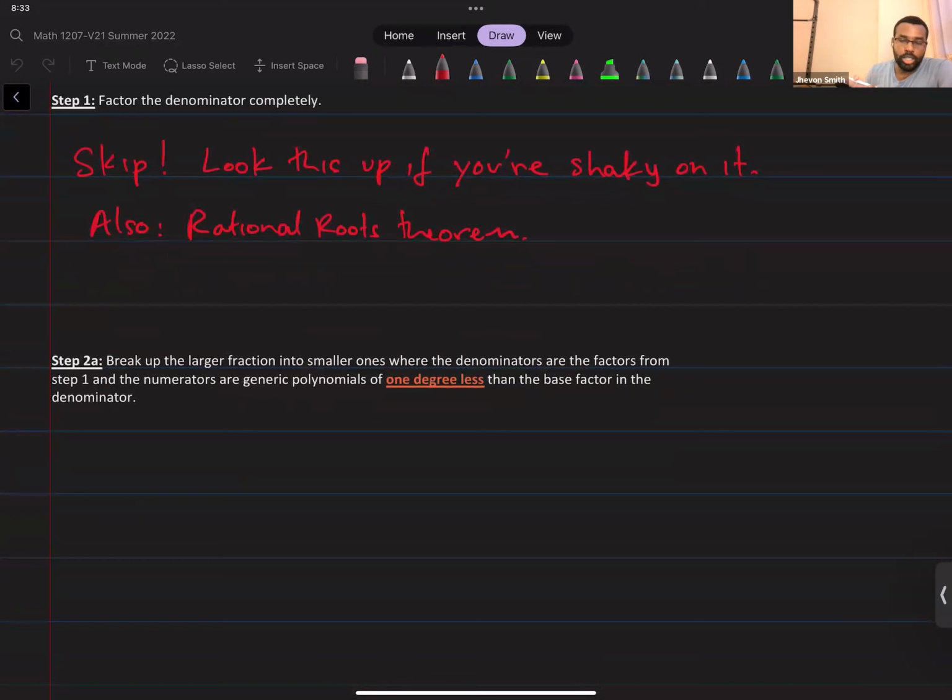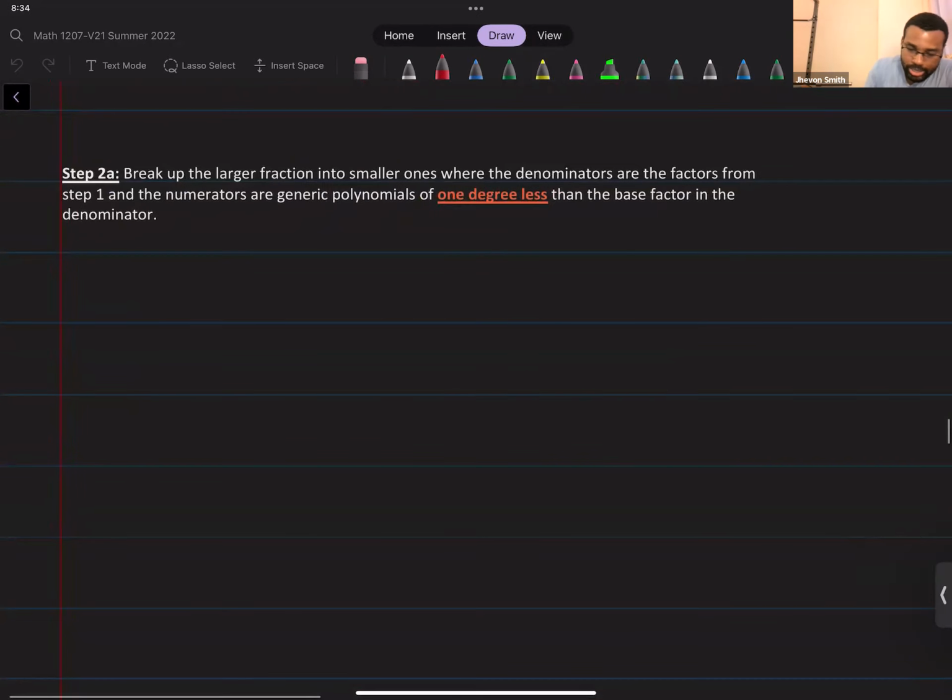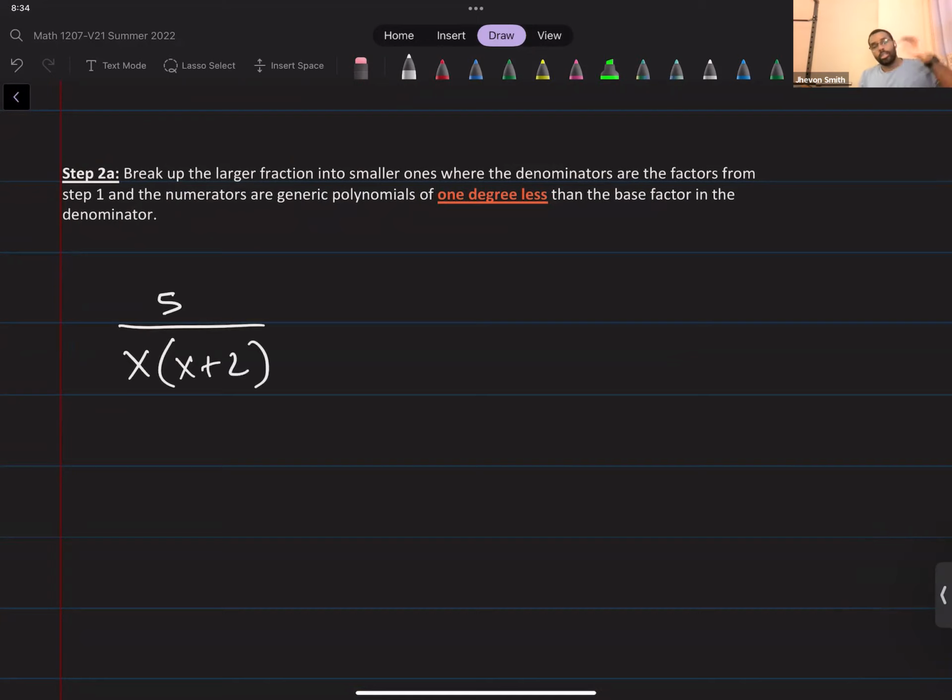So you're going to break up the larger fraction into smaller ones, where the denominators of the smaller fractions are really the factors that you got from step one. And what's going to be important is that the numerator has to be a generic polynomial of 1 degree less than the factor in the denominator. So I'm going to explain what that means. So let's say we have something like 5 over x times x plus 2. So here was a proper fraction, the denominator is fully factored, right? So what you're going to do is you're actually going to break this up into two fractions, where one, the denominator is that factor, and the second one, the denominator is that other factor.